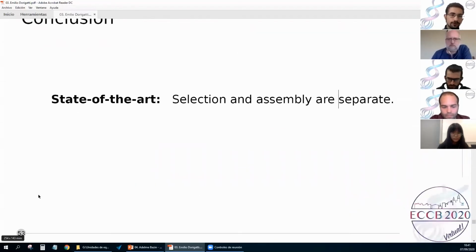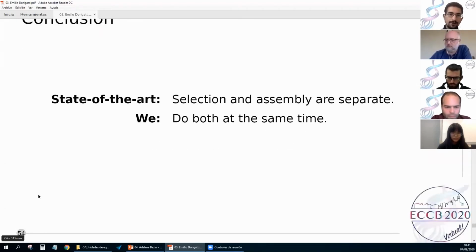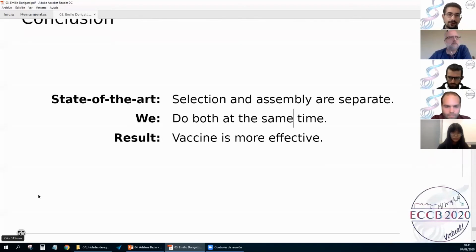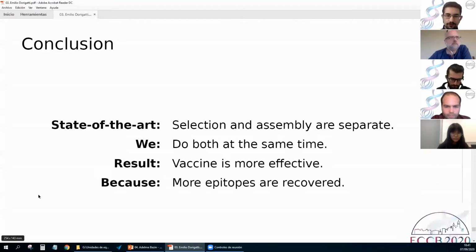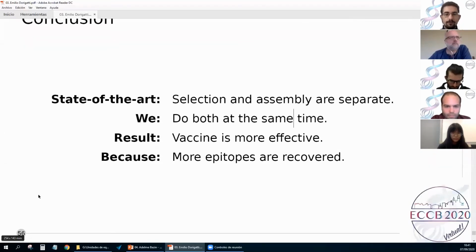So in conclusion, even though the state-of-the-art methods tackle these two problems of selecting epitopes and assembling them separately, with our framework, we show that it's possible to do it at the same time. And this results in more effective vaccines for the very simple reason that more epitopes are recovered. And this is because we can influence the selection of epitopes based on the cleavage pattern.